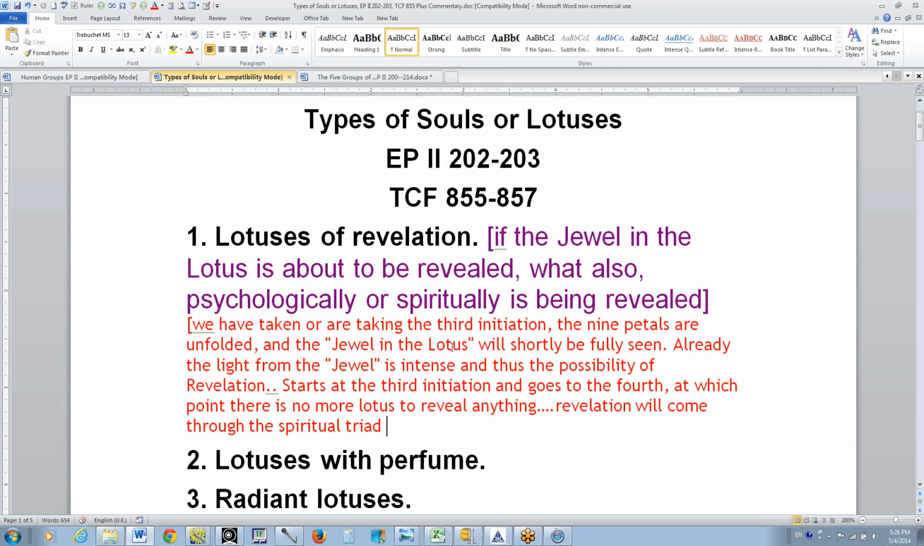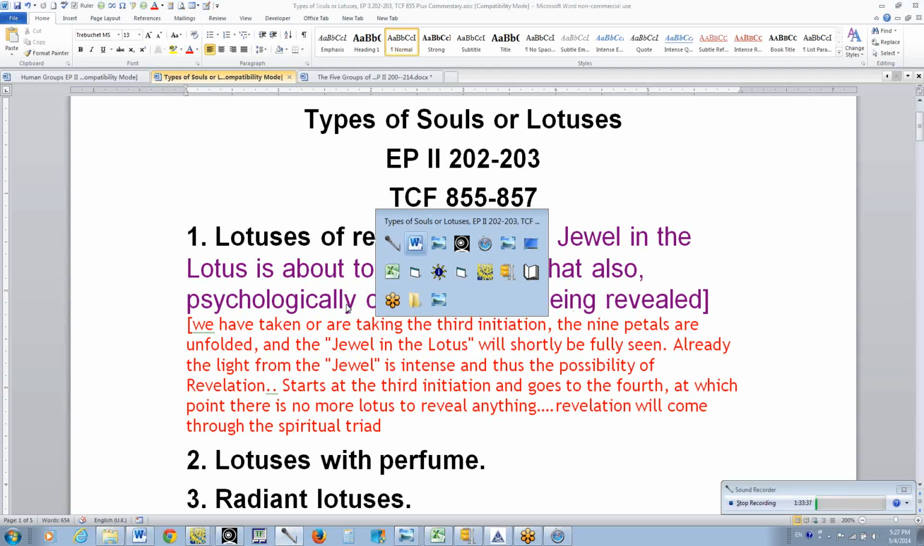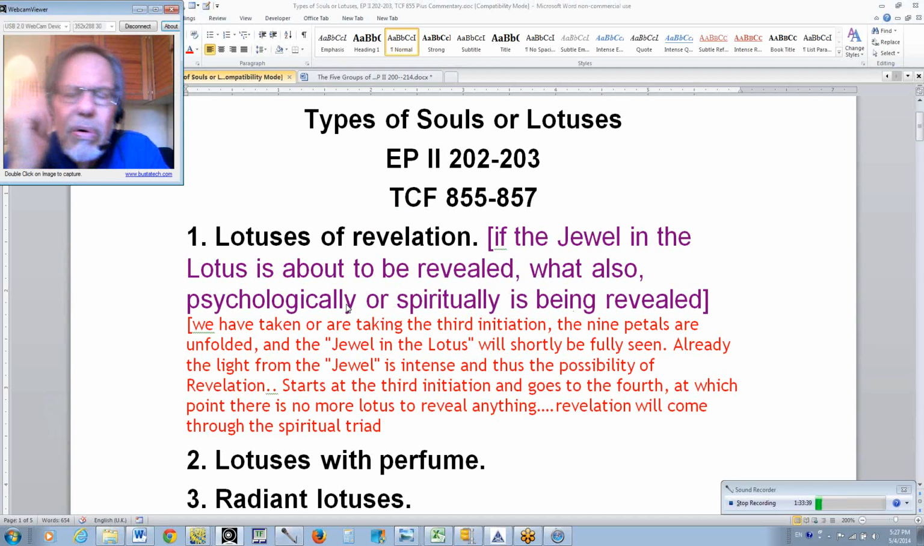No express reveal, destroy, resurrect. So even though the 5th initiation is called the initiation of revelation, it seems to be associated with a kind of resurrection.